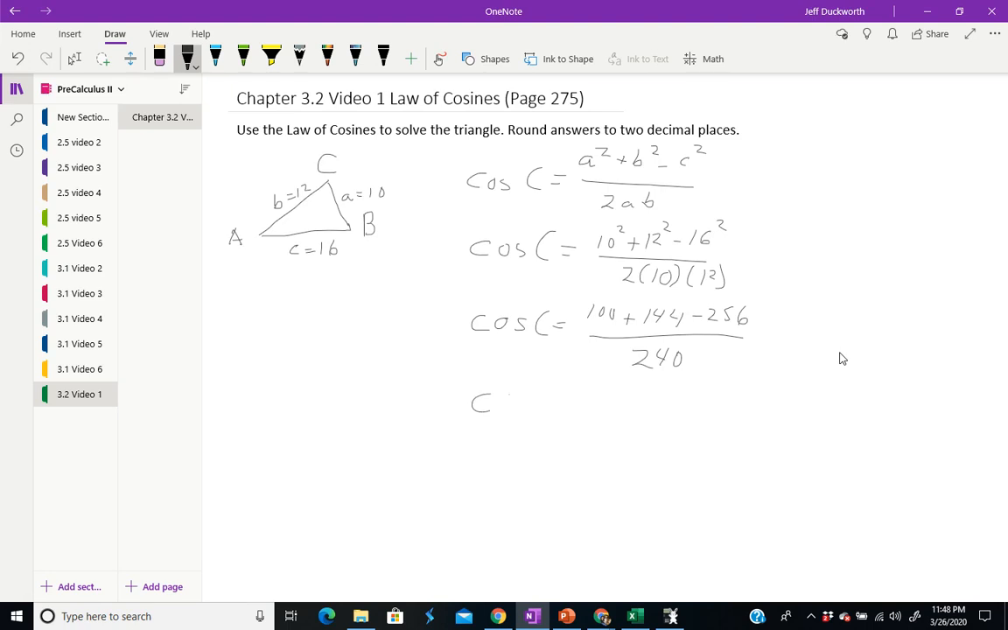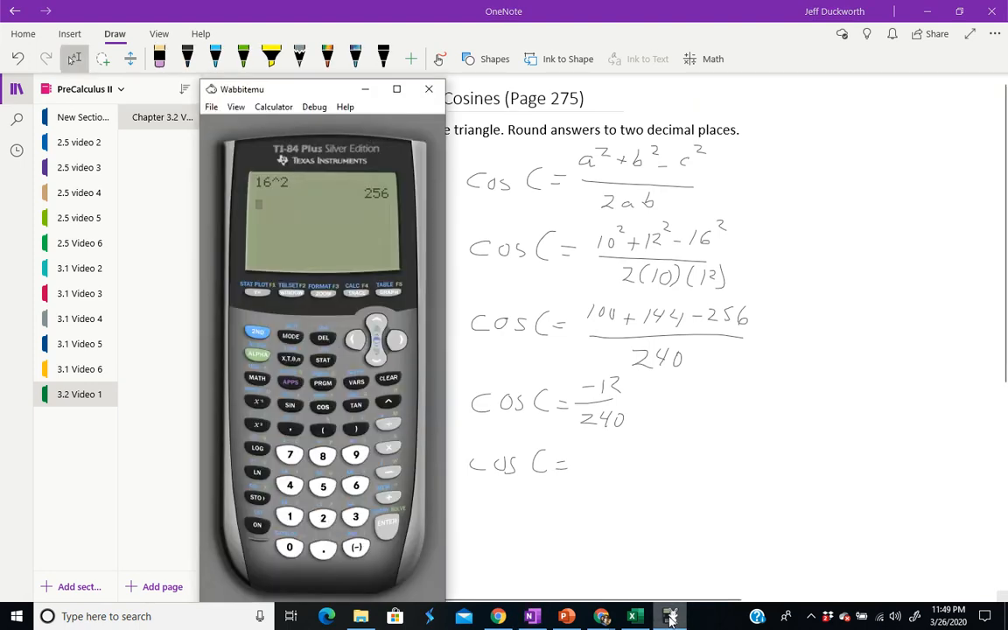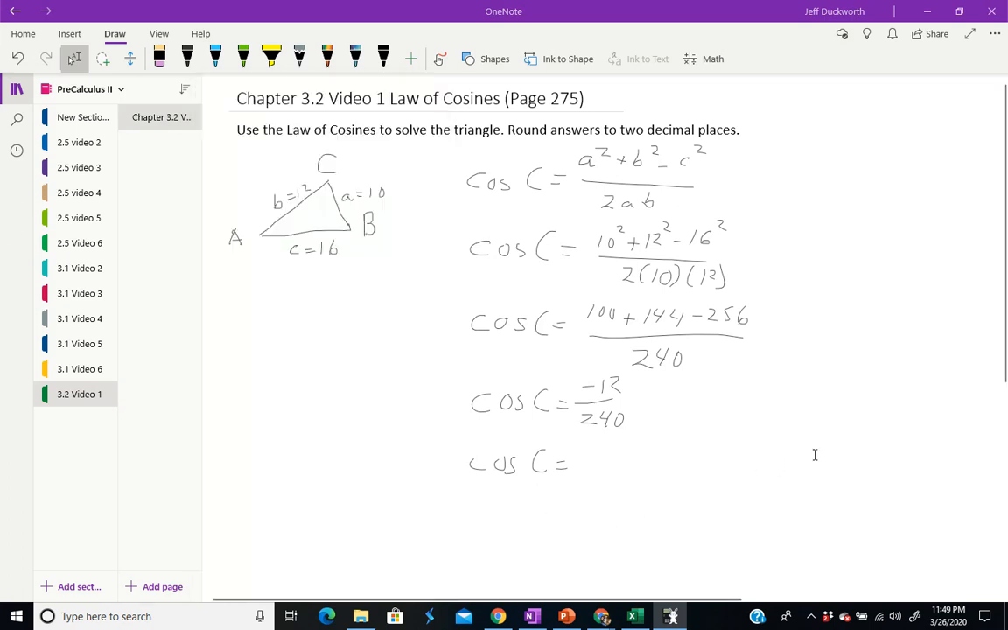So we'll put that whole thing in. And let's see, what do we get on top there? 244 minus 256 is negative 12. So we have cosine of C equaling, let's find out what that is. Negative 12 divided by 240. So negative 0.05.